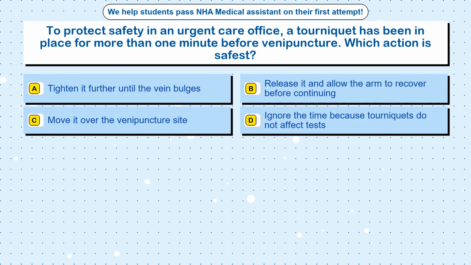Question 86. To protect safety in an urgent care office, a tourniquet has been in place for more than 1 minute before venipuncture. Which action is safest? Option A, tighten it further until the vein bulges. Option B, release it and allow the arm to recover before continuing. Option C, move it over the venipuncture site. Option D, ignore the time because tourniquets do not affect tests.